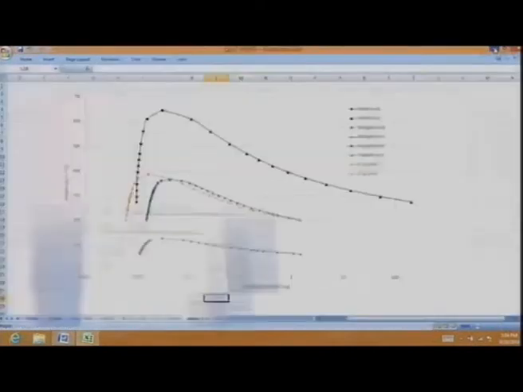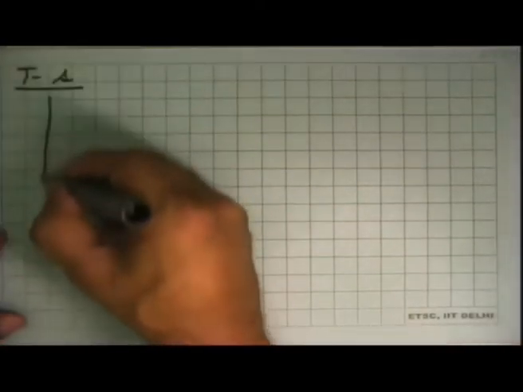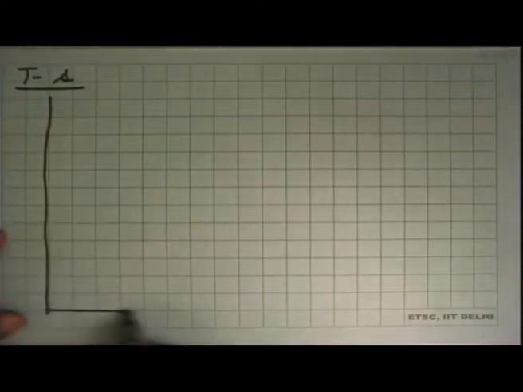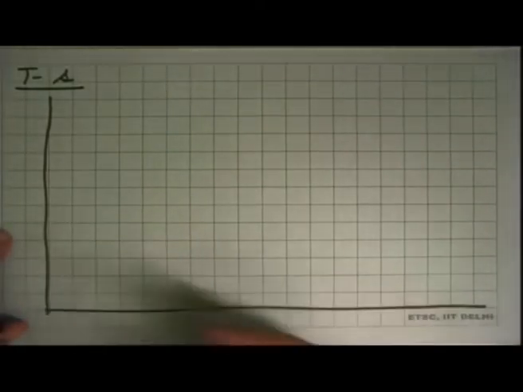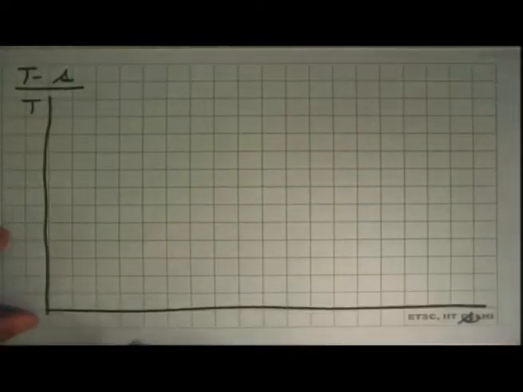Okay, so that was the p-h diagram. We now go to the next type of diagram, which is again very popularly used, the temperature-entropy diagram. On the y-axis is temperature, and on the x-axis is specific entropy.